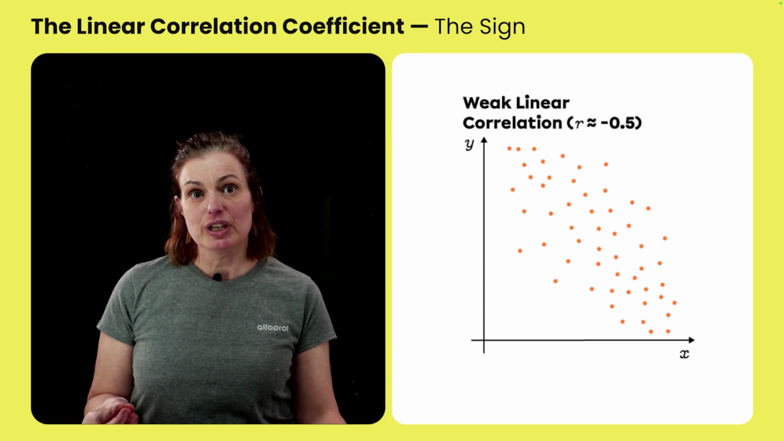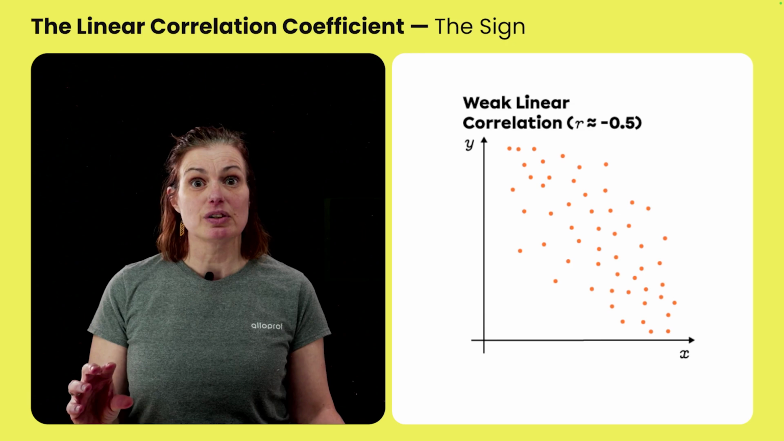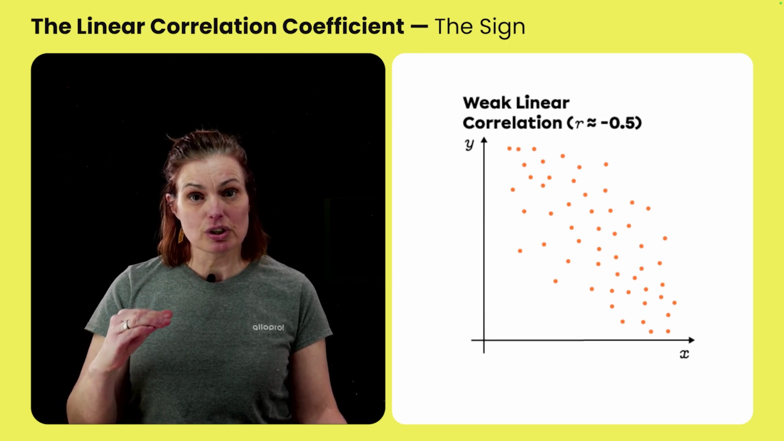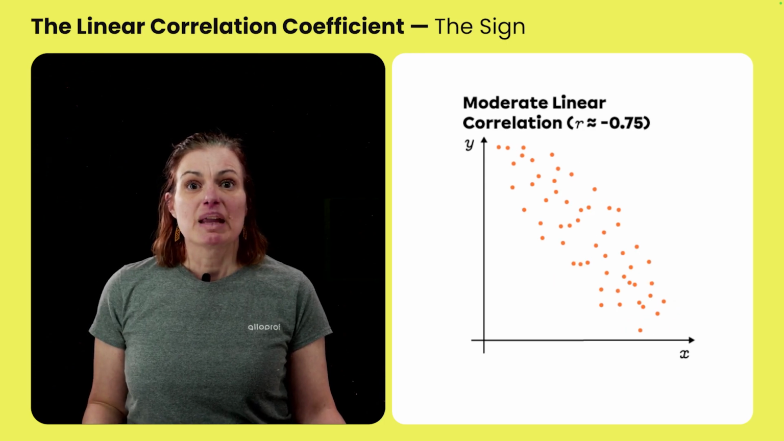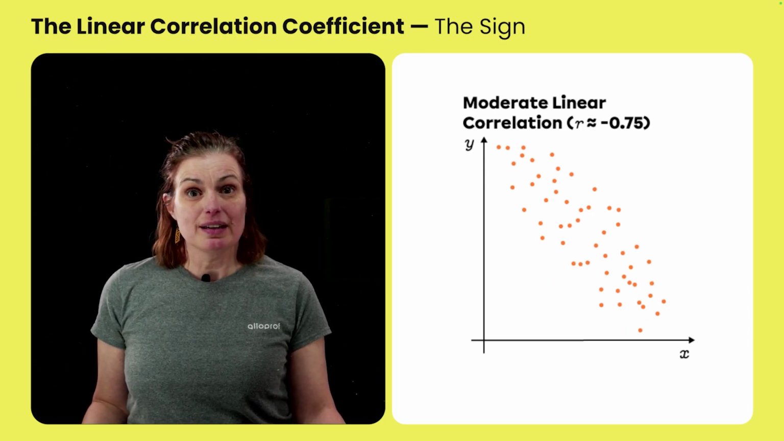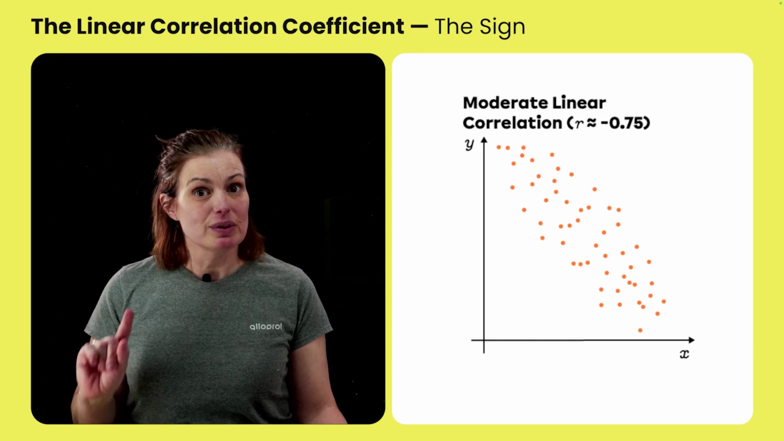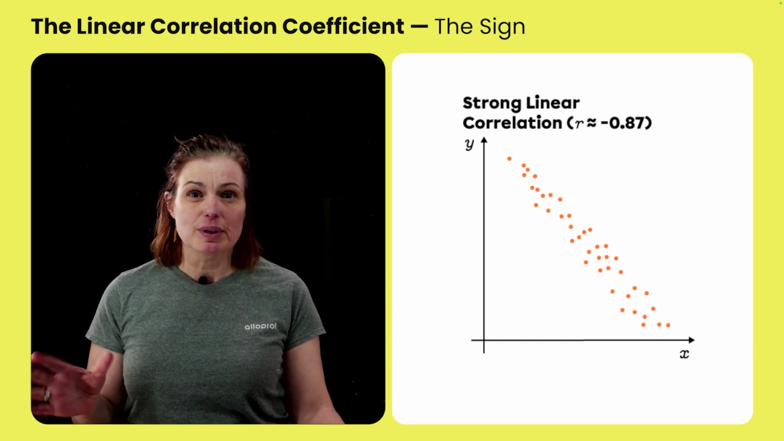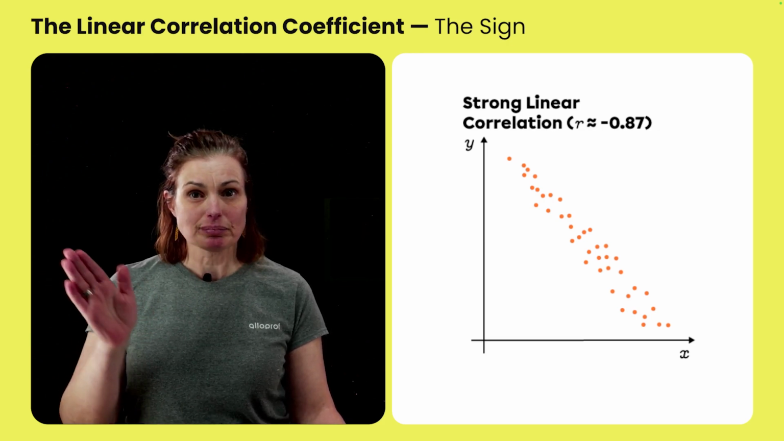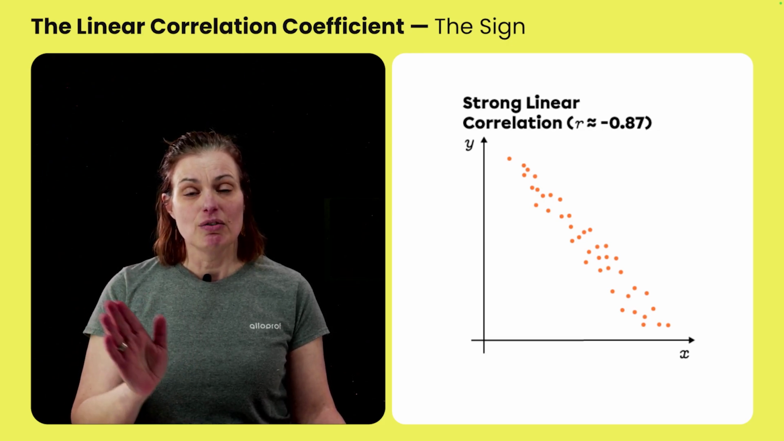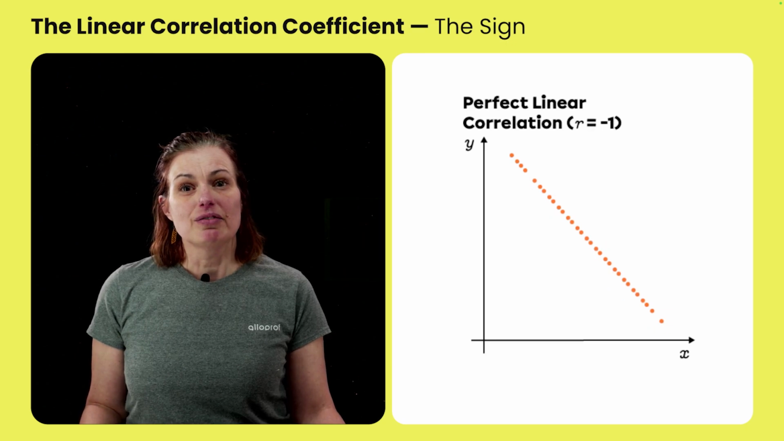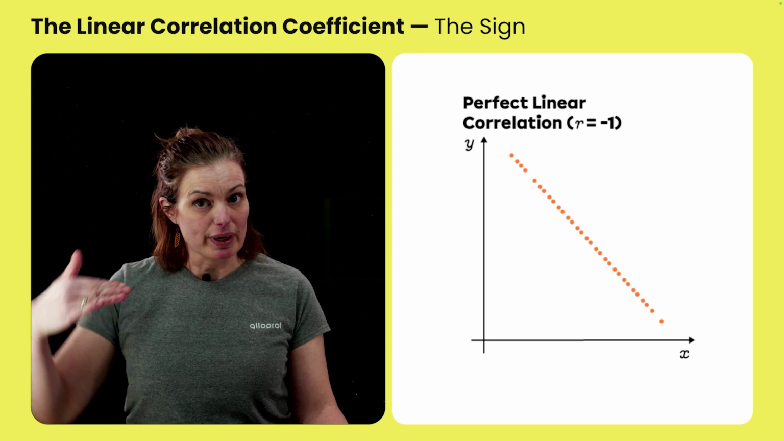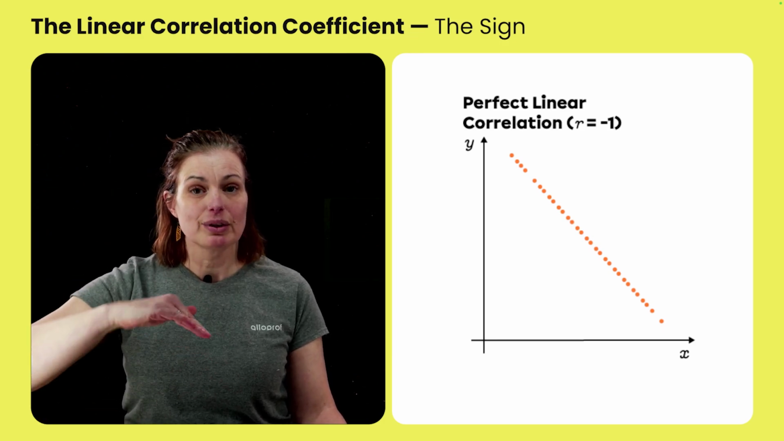A weak linear correlation is going to be an R value approximately equal to 0.5, but this time it's a negative 0.5. You can see that the data is starting to group as it did previously. Moderate linear correlation is once again 0.75, but this time negative, so negative 0.75. Strong linear correlation would have an R value of approximately equal to negative 0.87. And you can see that line really starting to form there. And finally, we have perfect linear correlation with an R value equal to negative 1, with a strong straight line going downward.